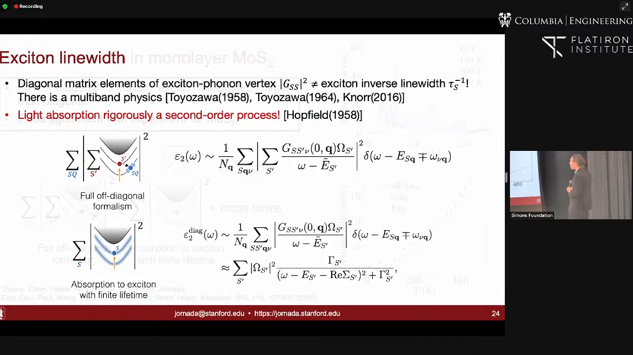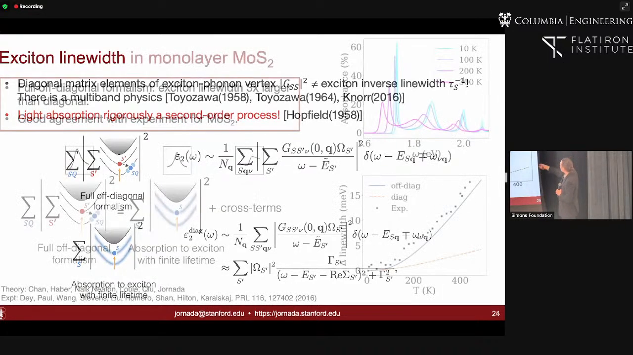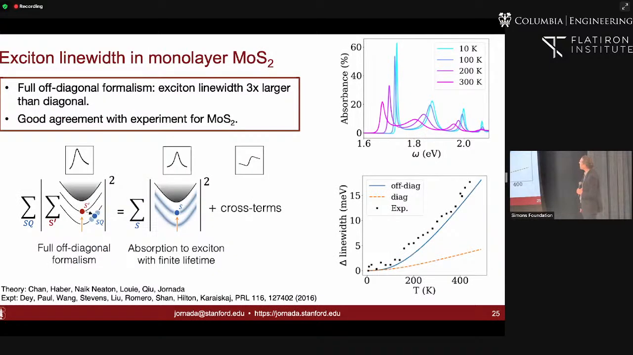So if you work that out, what happens? I'm showing the main result in the bottom right corner. We can now predict the absorption spectrum as a function of energy for various temperatures. As you expect, the peaks become more broadened, and you have both the A and the B excitonic peaks.